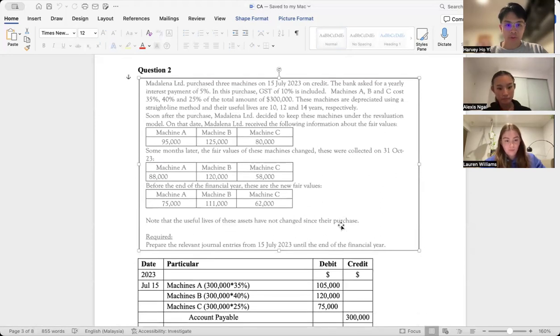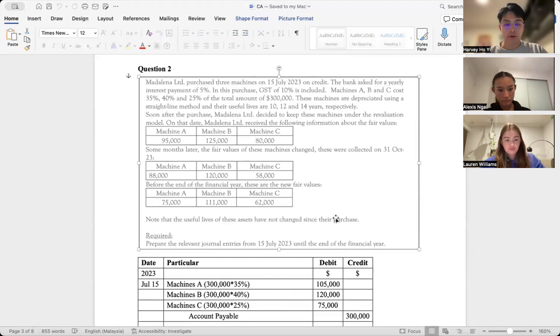The company purchased 3 machines on 15 July 2023 on credit. The bank asked for a yearly interest payment of 5%. So we have to record the interest payment at the end of the financial year, which is 15,000.